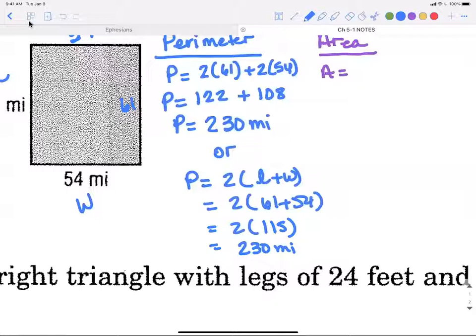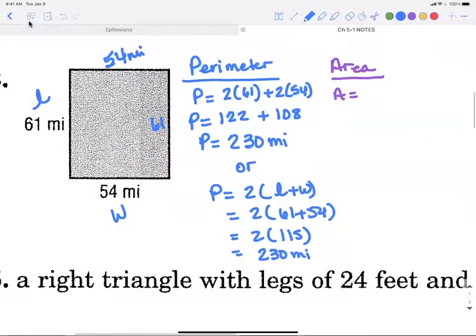You either add first and then multiply by 2, or multiply them both by 2 and then add them together. It doesn't matter. And basically what you're doing, if you take it in your calculator, is adding up all the sides. So if you do in your calculator 61 plus 54 plus 61 plus 54, you get 230. Okay, it's just an algebraic equation that is basically adding up all the sides. All right, the area, much easier. Length times width, right? So all you're worried about is the length times the width. So 61 times 54.